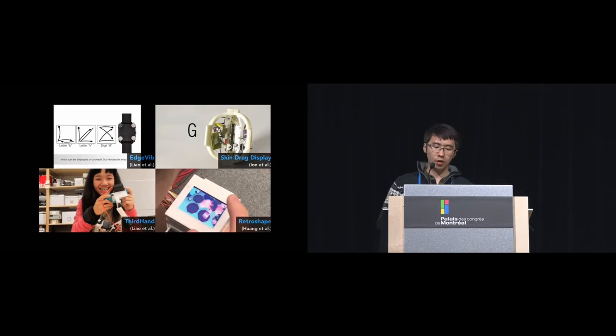Our previous work, RetroShape, is the most relevant work among the existing research. It simulates the physical impact using a shape-changing display on the rear surface of a smartwatch. This technique, however, cannot simulate the impacts in the lateral directions, which is what we want to achieve in this following work.